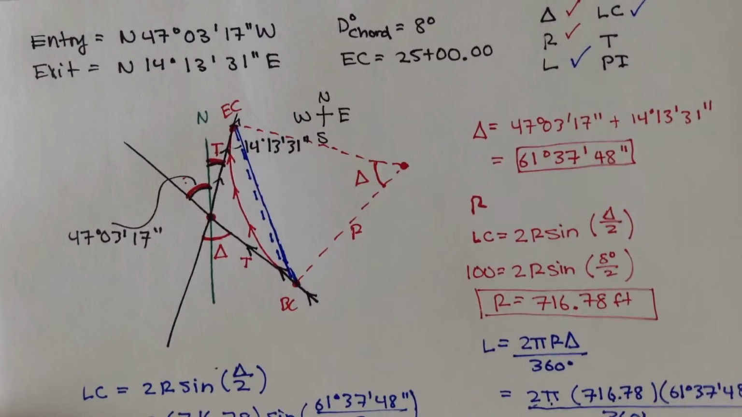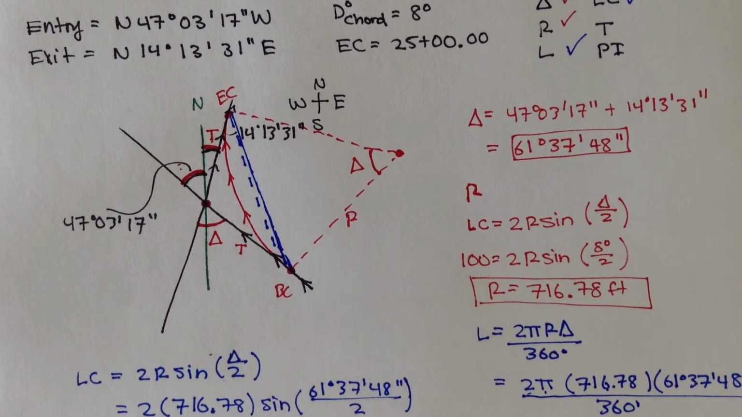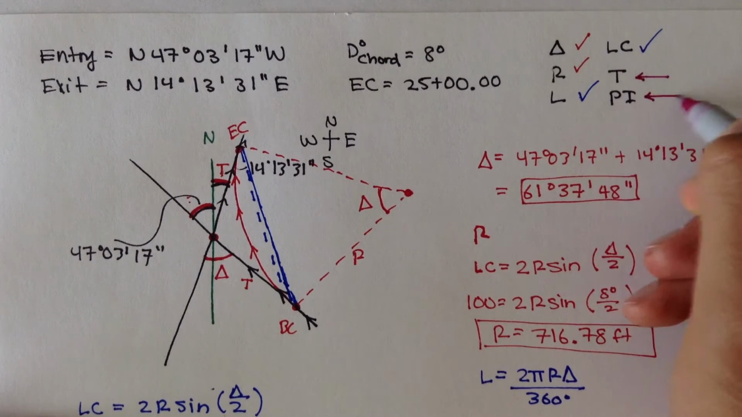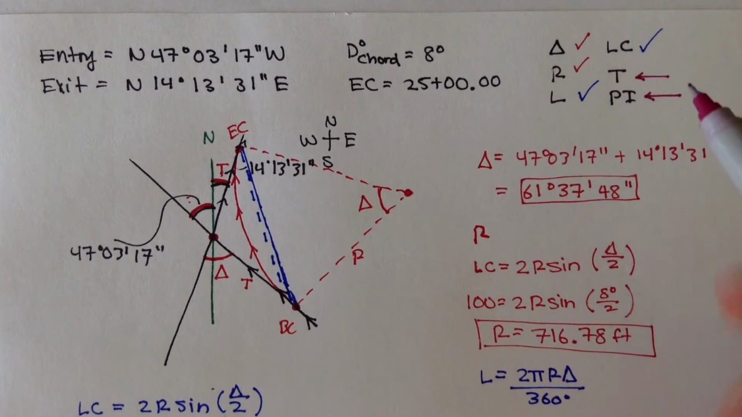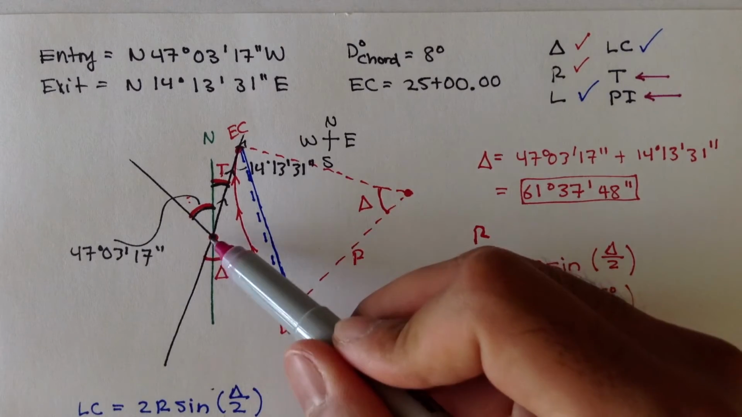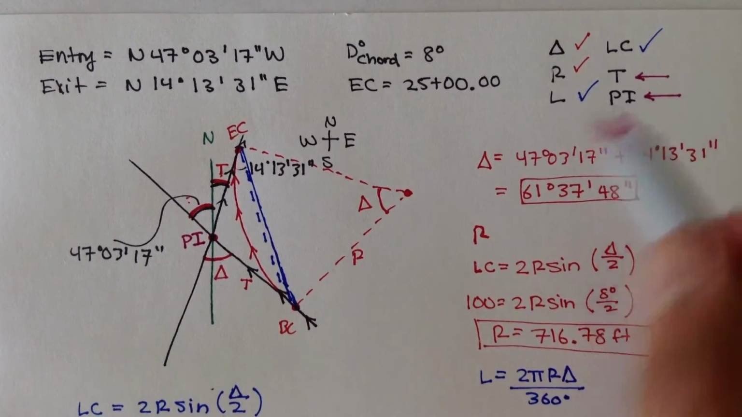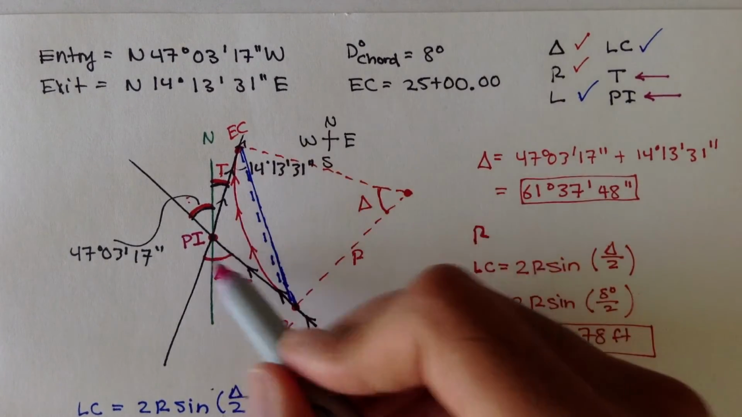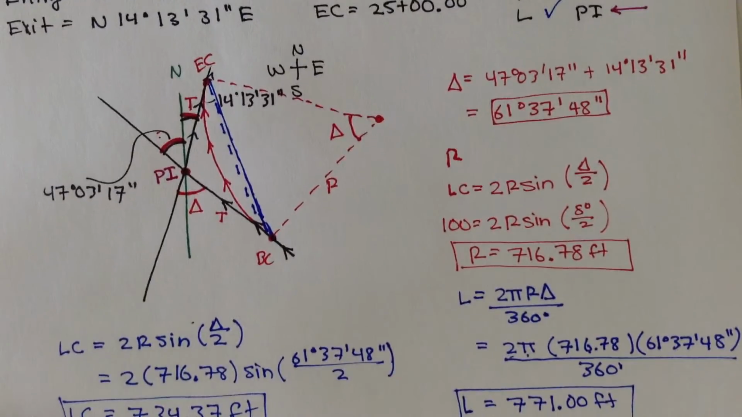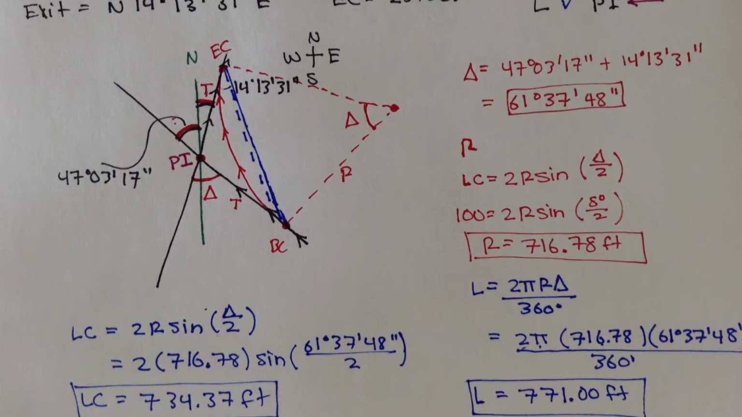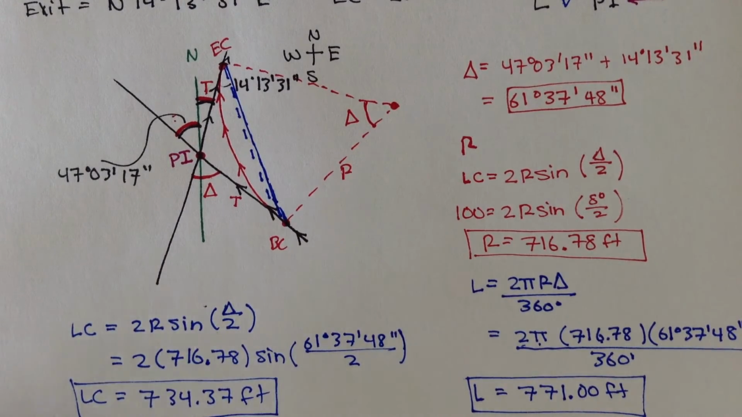Now we need to figure out two more things, and that's our tangent distance and our PI, right? So we need to figure out what this is and what this is. Our tangent is our distance from BC to the PI. Let me label this PI. And our PI is the station where the two tangent lines intersect. Okay? So we need to figure out T first, right?